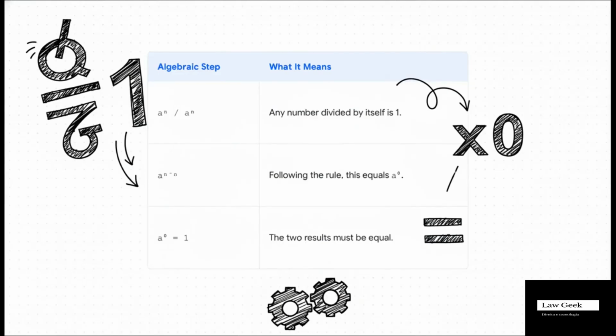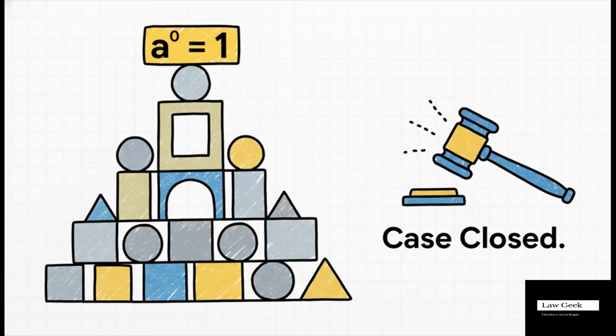Okay, this is where it gets really cool. On one hand, we know any number divided by itself is just 1. Simple. But on the other hand, the division rule we just saw tells us that the very same thing is equal to that number raised to the power of 0. Since there are two different ways of describing the exact same thing, they have to be equal, right? So a to the power of 0 must be 1. The logic seems absolutely airtight. So there we have it. Case closed, right? To keep all of math from falling apart, any non-zero number to the power of 0 has to be 1.